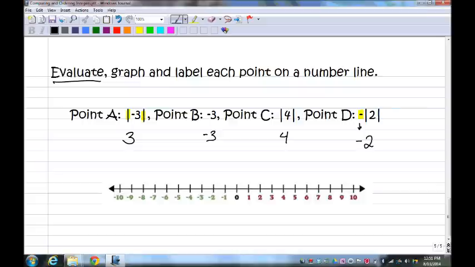Putting them on the number line, point A is 3, so I would go right here, and I'm going to put an A. Point B is negative 3, and I'm going to put B here. Point C is 4, so I'll go here. Now, I'm not going to put it right next to this. I'm going to go up above. You could do that. And then point D is negative 2, and I'm going to put that one up above as well.